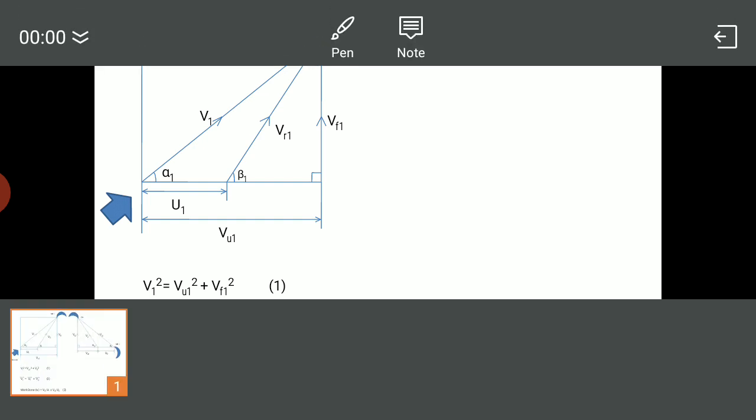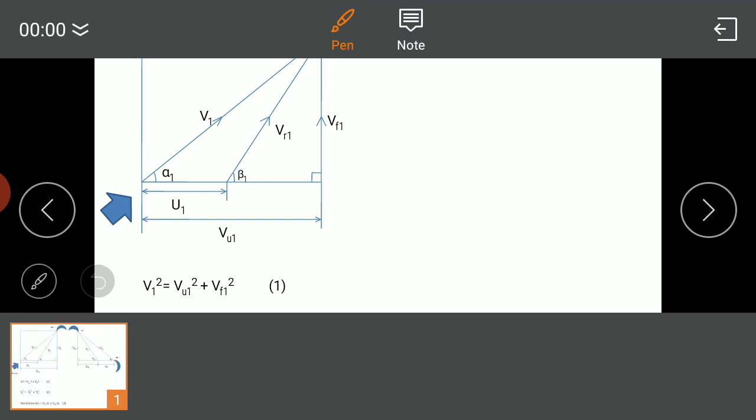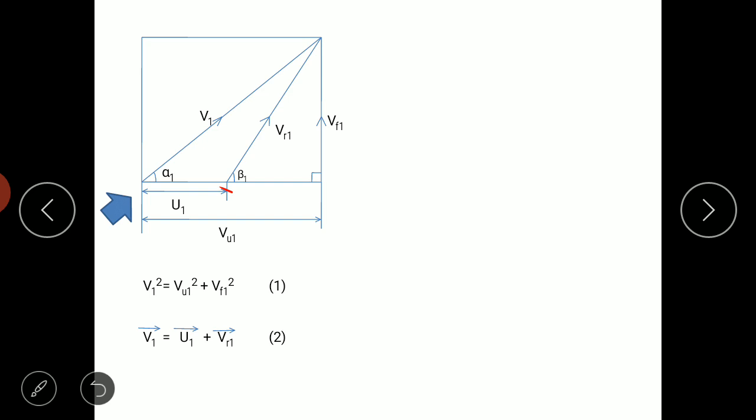Okay, so from this point, there is a line which is going out and meeting here somewhere, completing the triangle. This line we call vr1, and it is making an angle beta 1. Now this we call relative velocity. So v1 is absolute velocity, vr1 is relative velocity, and u1 is wheel velocity.